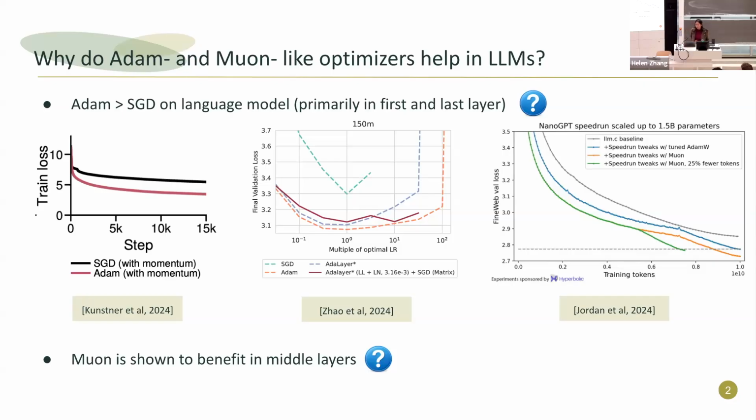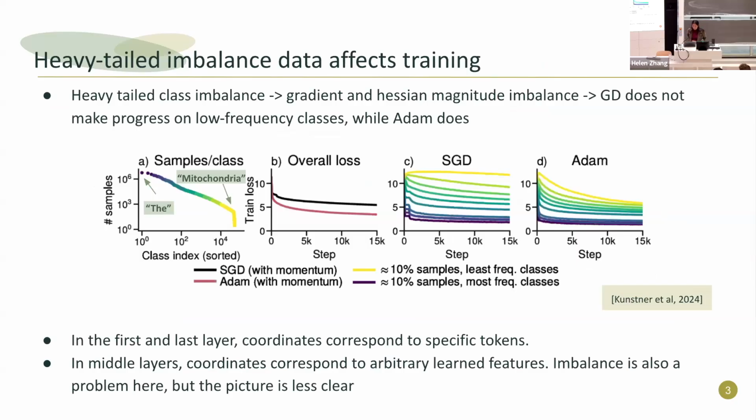And so, yeah, I would like to understand what structure Adam and Muon are taking advantage of, and why a certain optimizer benefits from the first and last layer and some from the middle layer. There is some important existing work that this paper is based on that tries to explain why Adam has the advantage over SGD in language models.